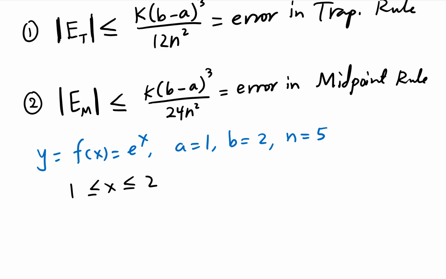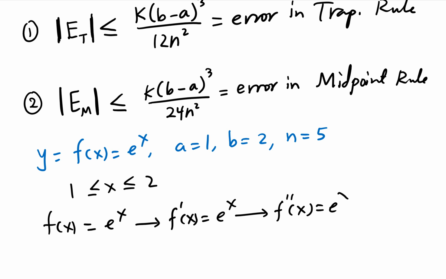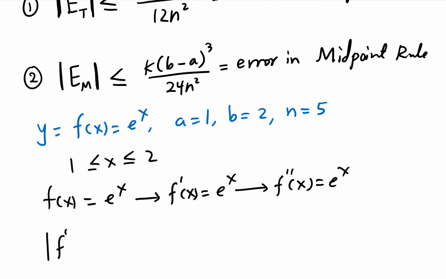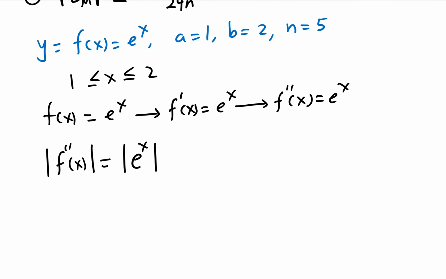So from f of x, e to the x, we find f prime, which is the same, and we find the second derivative, which is still the same. That's what students like about e to the x. Now, remember, we need to find the absolute value of the second derivative, which means the absolute value of e to the x. What do I know about this? This has to be less than or equal to k. So what is k now?